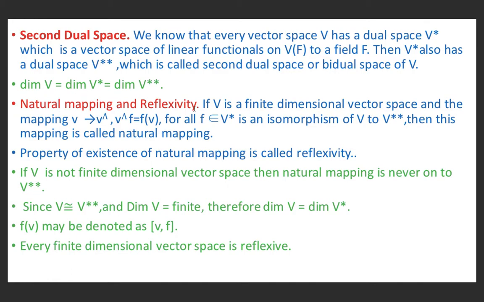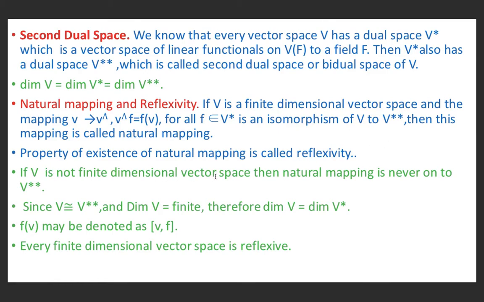Natural mapping and reflexivity. Let V be a finite dimensional vector space and the mapping V to V cap, where V cap of f is equal to f of v for all f belonging to V star, meaning the dual of V, is an isomorphism from V to V double star. V double star means the second dual of V. Isomorphism means homomorphism plus one-one and onto. Then this mapping is called the natural mapping, and the property of existence of this natural mapping is called reflexivity.